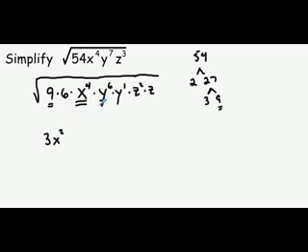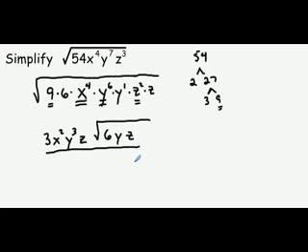Y to the 6th, also even. We divide 6 by 2, we get y to the 3rd. And z squared is also divisible by 2. That's z to the 1st. And so our remaining factors stay under the radical, and we have 6yz. Nothing else can be reduced out of our radical, and so we're done.